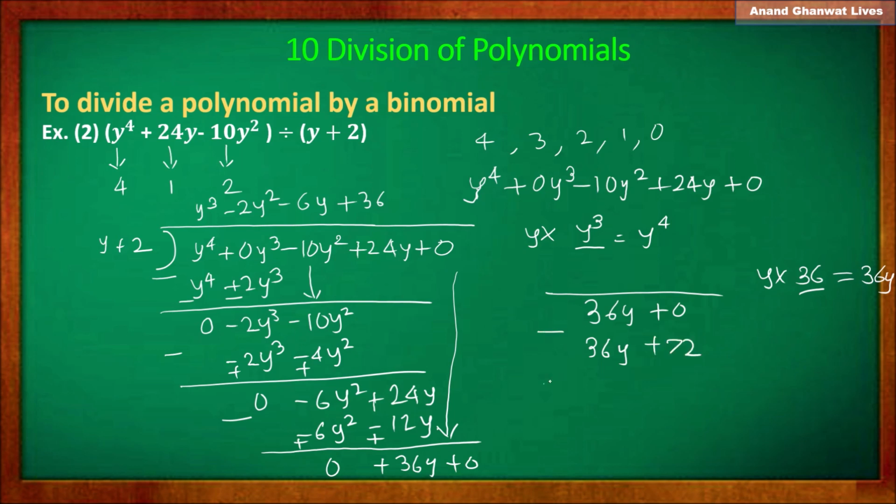While subtracting, change the signs of each term. 36y minus 36y, that is 0, and 0 minus 72, that is minus 72. So remainder is minus 72, and quotient is y raised to 3 minus 2y square minus 6y plus 36. Okay. Now next, third example.